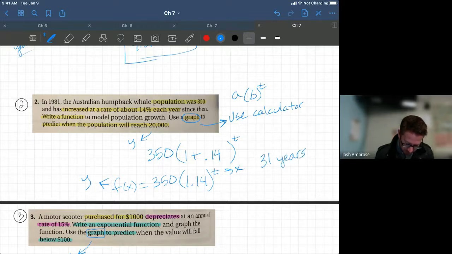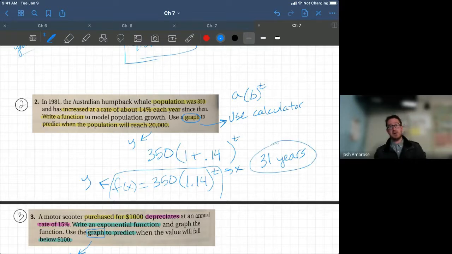So what your actual answer they're looking for, they need the function, that's this, and then the second part, they need the number of years that it's going to take to get roughly back up to 20,000 in the population when it started at 350.